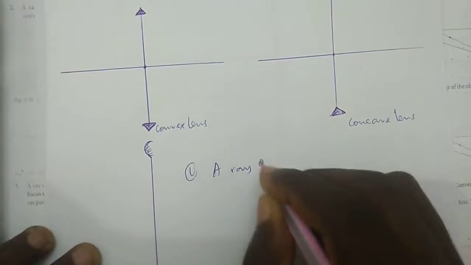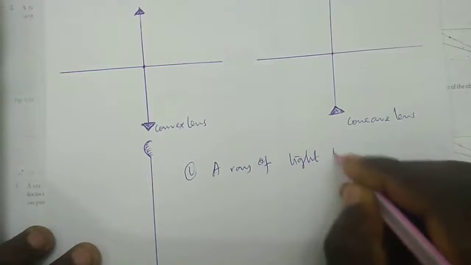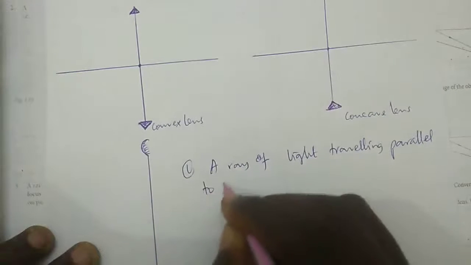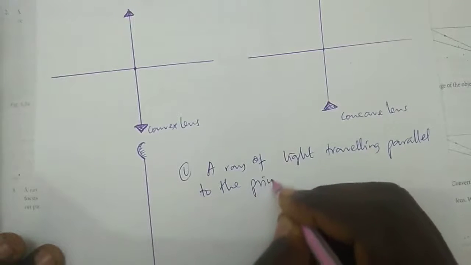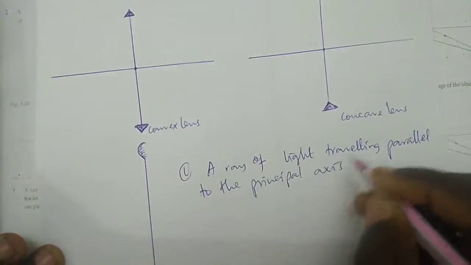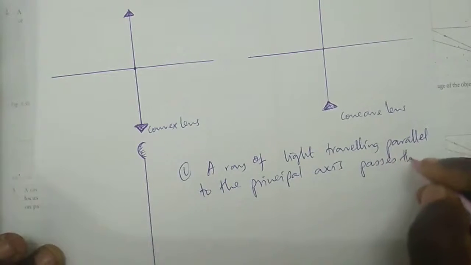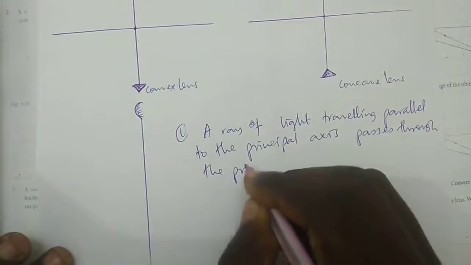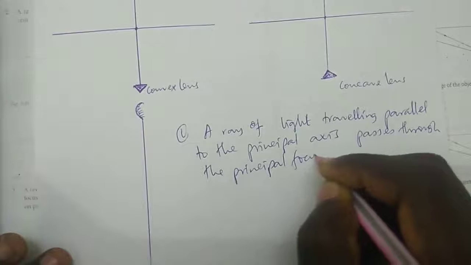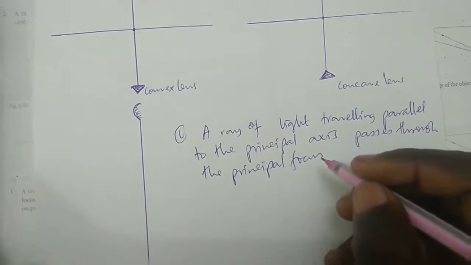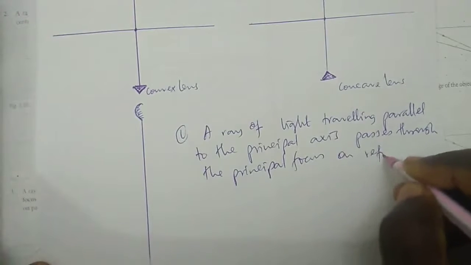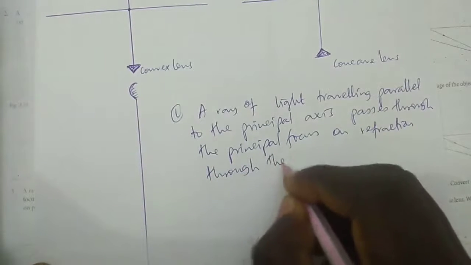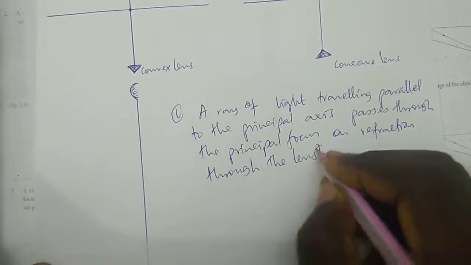A ray of light traveling parallel to the principal axis passes through the principal focus on refraction through the lens.